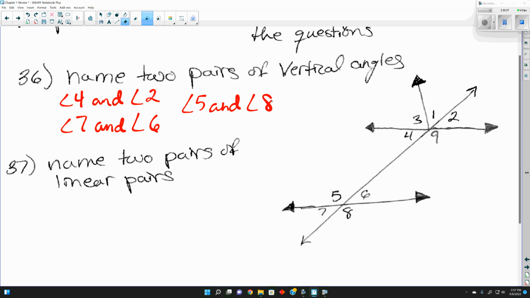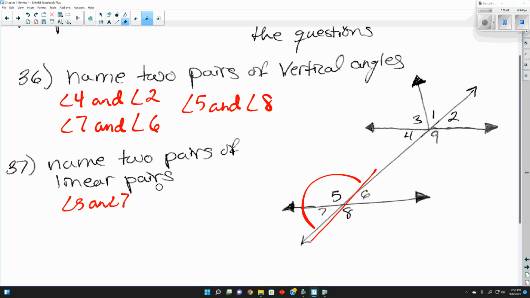Name 2 pairs of linear pairs. Yes, because they just have to make a straight line. 5 and 7. So they have to equal 180. Is it because of that line there in between 3 and 9 that it's not one of them? 5 and 8 are one, but 4 and 1 wouldn't be one because 3's in the middle. There can't be any other line connecting off of this.